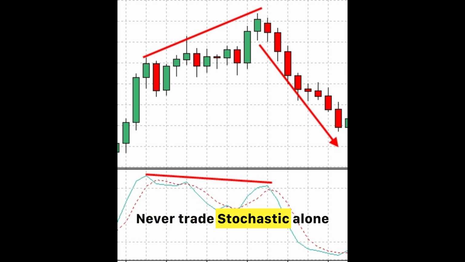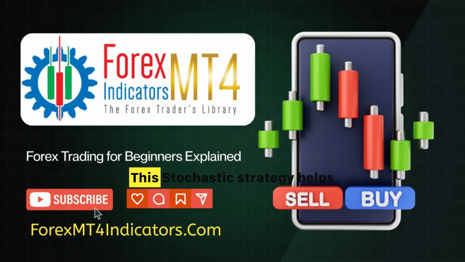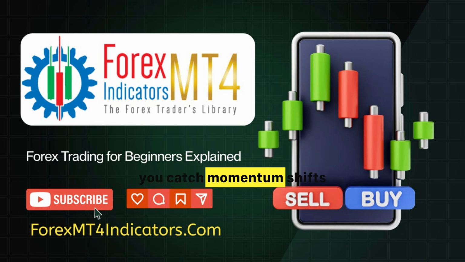Never trade stochastic alone. Always wait for price action confirmation like pin bars or rejection wicks. And remember, risk only 1 to 2% per trade to protect your capital and trade longer. This stochastic strategy helps you catch momentum shifts with clearer entries and exits.